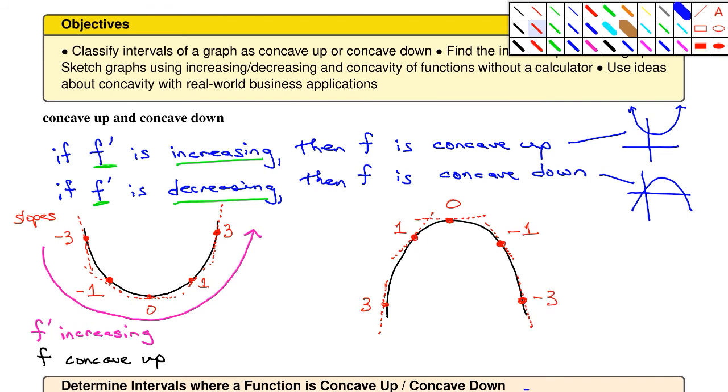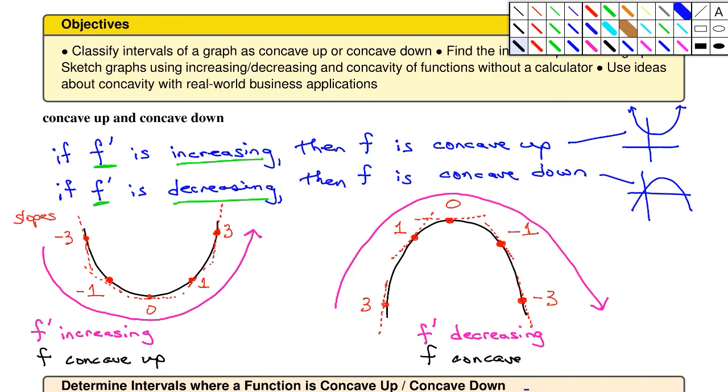And of course, these slopes come from the first derivative. Now, if I do the same thing as before, and I trace around going from left to right, the numbers go from 3 to 1 to 0 to -1 to -3. These numbers are getting smaller. So we say that f prime is decreasing, which then tells us that f itself is concave down.